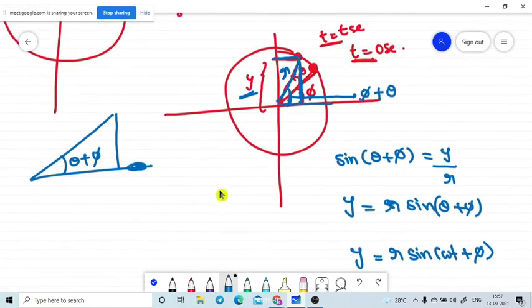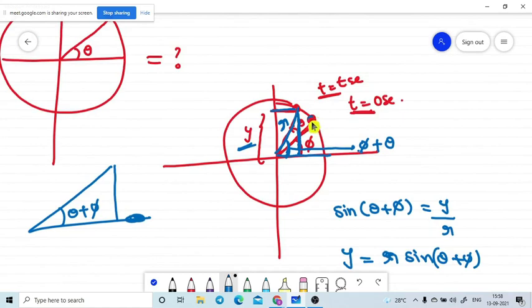So at the initial state, the particle has some angle with the x-axis. This is the case: at the initial state, the particle has some initial angle, that is the angle phi.